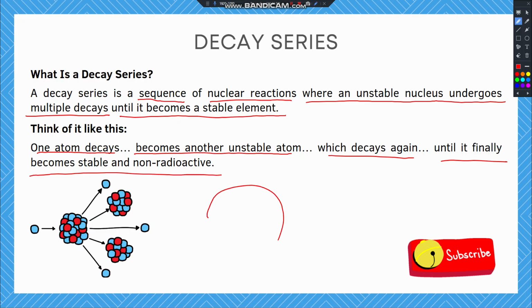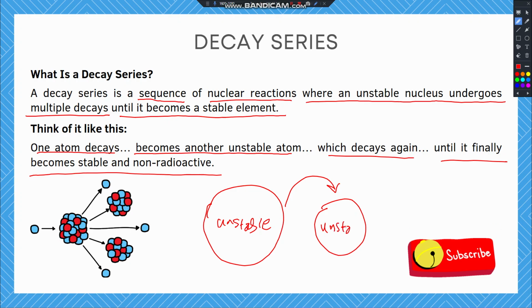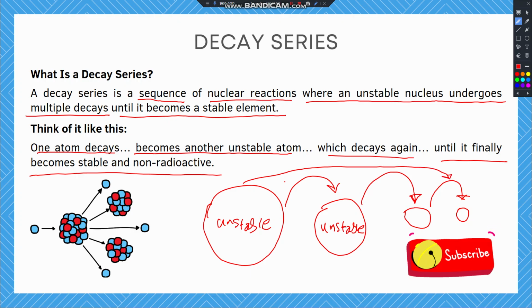So let's say you have a big atom like this. It is unstable and it is radioactive. So through radioactivity, it decays and becomes a smaller atom, but that smaller atom is still unstable. And because it is unstable, it undergoes another radioactive decay, which becomes smaller yet again, which happens again until eventually we attain a small atom that is non-radioactive and stable. Now, the combination of this series of radioactive decays is what we call the decay series.